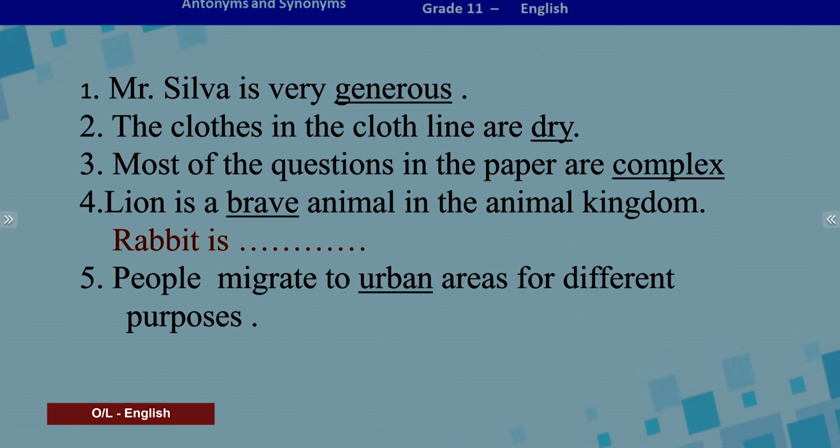Most of the questions in the paper are complex. The underlined word is complex. Lion is a brave animal in the animal kingdom. The underlined word is brave. Below the sentence, your answer is given. So, you can't use the word lion there. Let's move on to the fifth one. People migrate to urban areas for different purposes. The underlined word is urban.